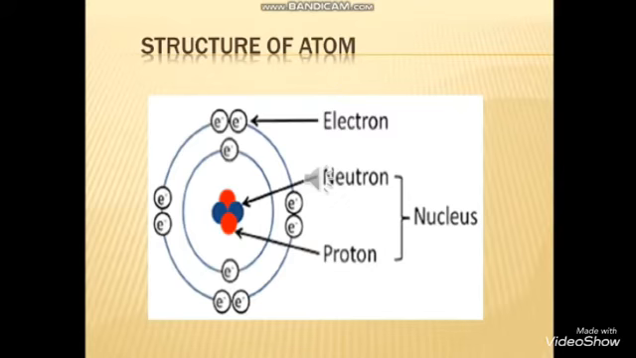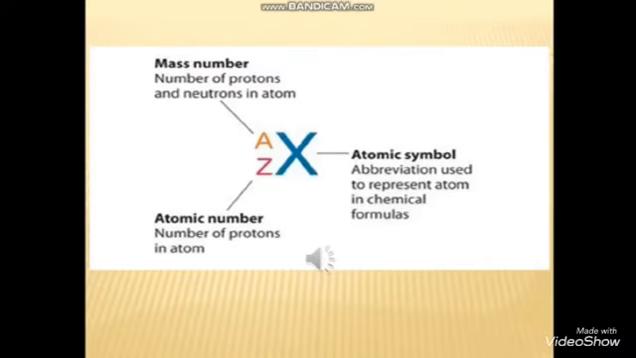This diagram shows the structure of an atom in which protons and neutrons are present inside the nucleus and electrons are revolving in a circular path around the nucleus. Atomic symbol is represented by a letter X. It is an abbreviation used to represent an atom in chemical formulas. Mass number is represented by a capital letter A and it is the number of protons and neutrons in an atom. Atomic number is represented by a capital letter Z. It is the number of protons in an atom.